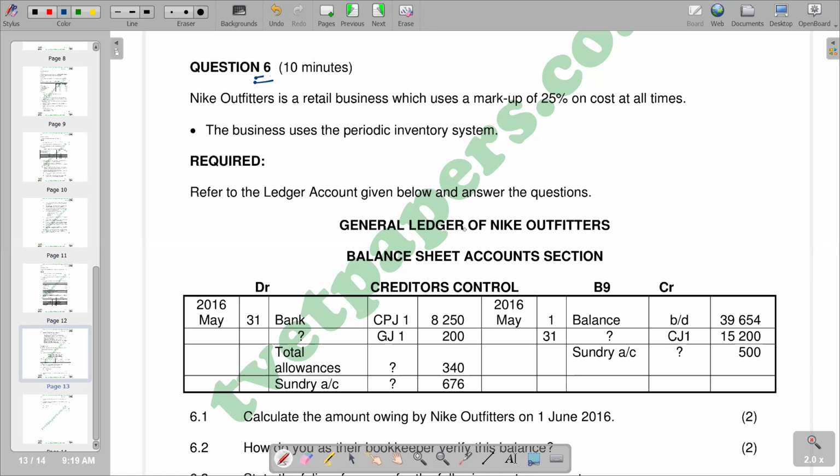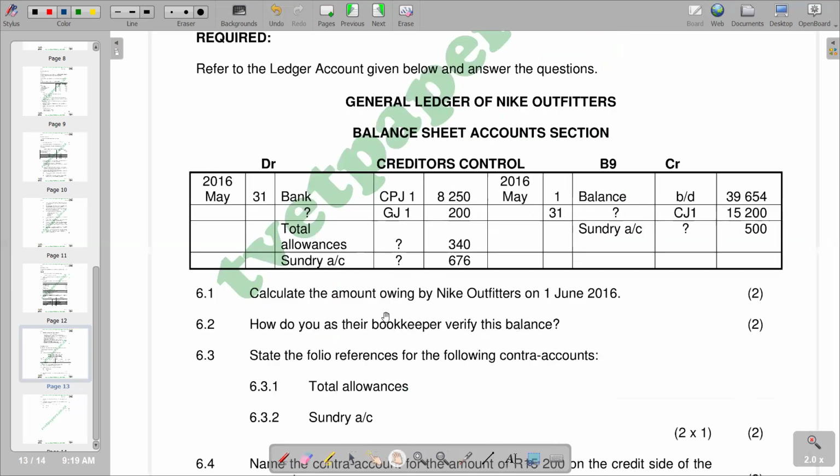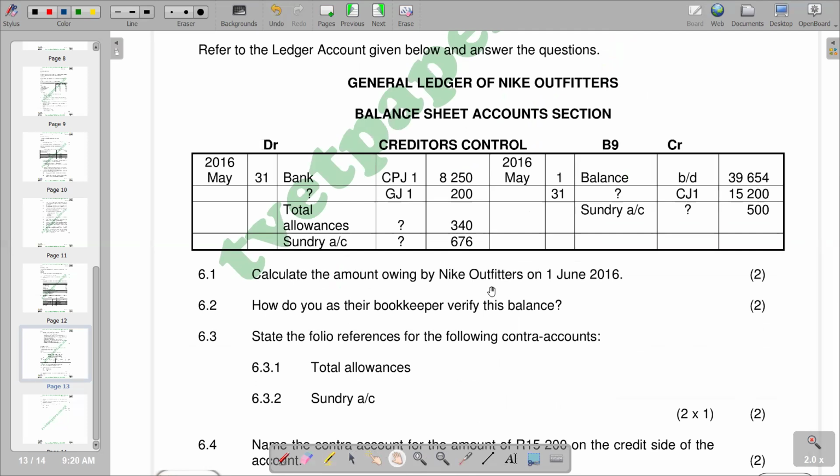We're given a general ledger of Nick Outfitters, balance sheet account section, where we have the creditors account. You can see the debit side of this creditors control account and the credit side. The question 6.1 reads: calculate the amount owing by Nick Outfitters on 1 June 2016. We see that 1 June 2016 is at the end of the period that we are given. So we are going to balance the account that we have here.